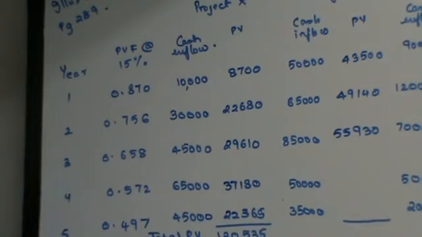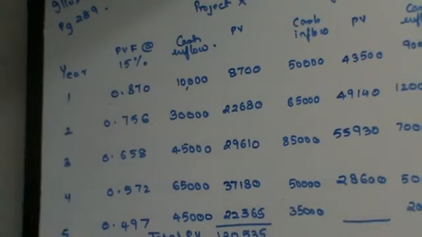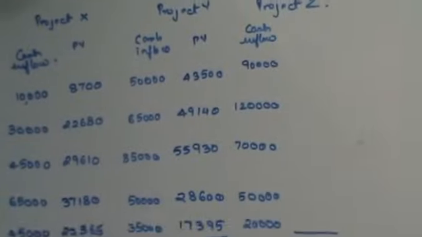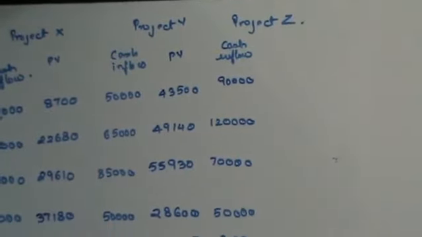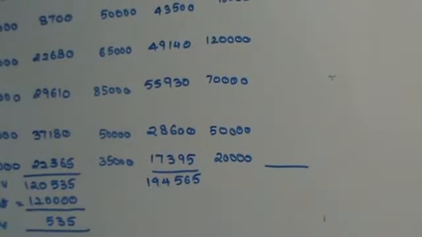50,000 into 0.572 is 28,600. 35,000 into 0.497 is going to be 17,395. Again, when you add all this it will come to 1,94,565. For your project Y, your original investment was 1,70,000. So your net PV, 70, 80, 90, 24,565. Right?